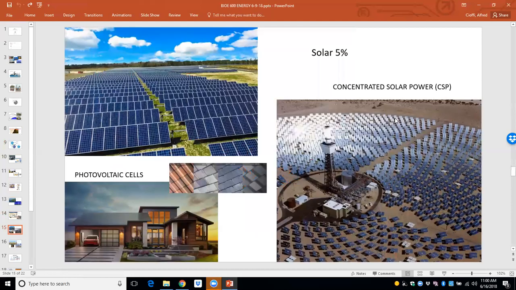The other 5% is from solar. This one, the biggest issue here, of course, is the technology, that the solar panels are not that efficient yet, all right? They're not that efficient. I think overall they're at about a 20% efficiency, which is still pretty low.